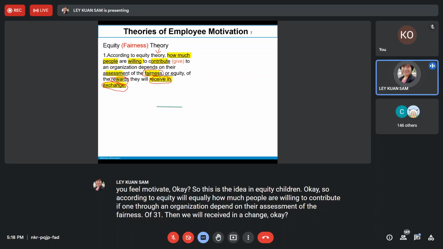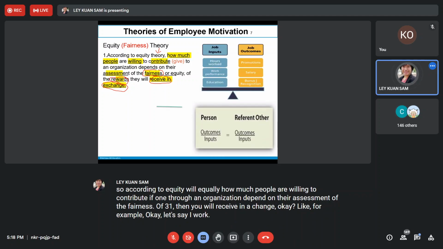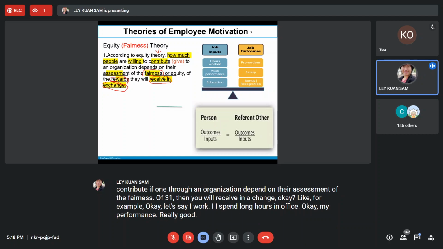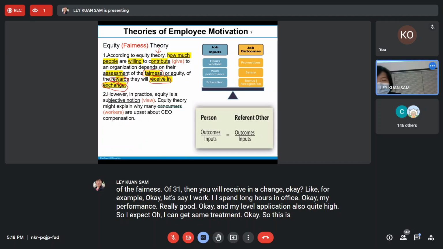For example, let's say I spend long hours in the office. My performance is very good, and my level of education is also quite high. So I expect I can get fair treatment. So this is the idea in equity theory.